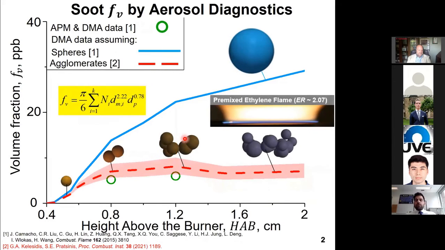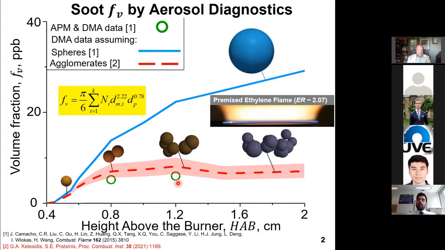So in our recent publication in the Proceedings of the Combustion Institute, we derived this new relation for the soot volume fraction that accounts for the evolving soot morphology. So how we go from spheres to fractal-like aggregates and agglomerates. So the volume fractions that we obtained using mobility size distribution data together with this volume fraction relation were in excellent agreement with the volume fractions obtained directly by an aerosol particle mass analyzer.